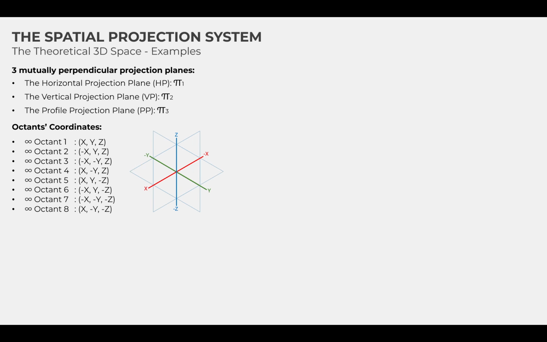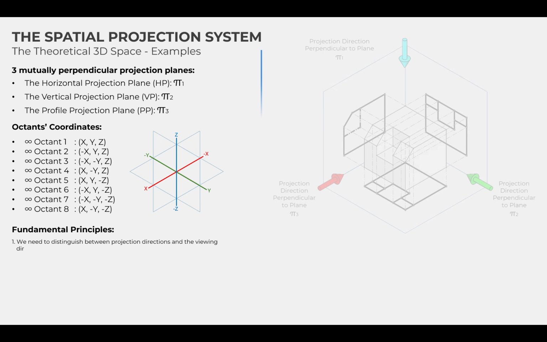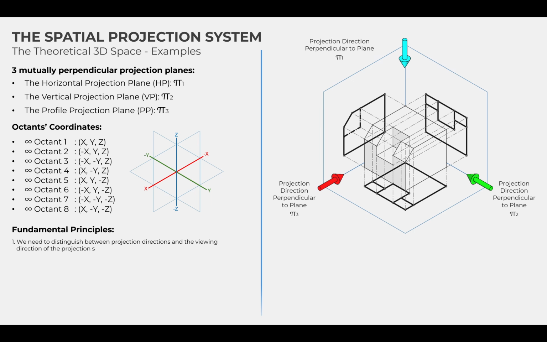Okay, now that we understand the structure of the projection system and how the planes can be unfolded, let us establish a few fundamental principles before looking at some examples. First, we need to distinguish between projection directions and the viewing direction of the projection system. In orthographic projection, an object is projected onto a particular projection plane along lines perpendicular to that plane.